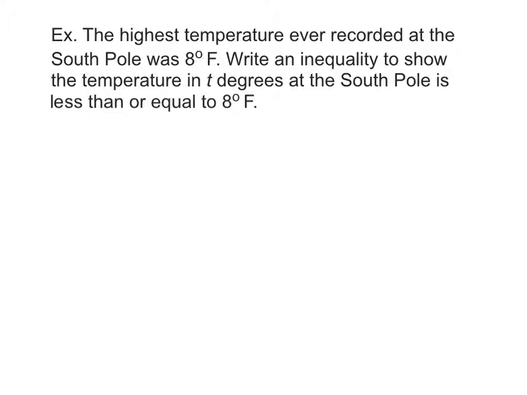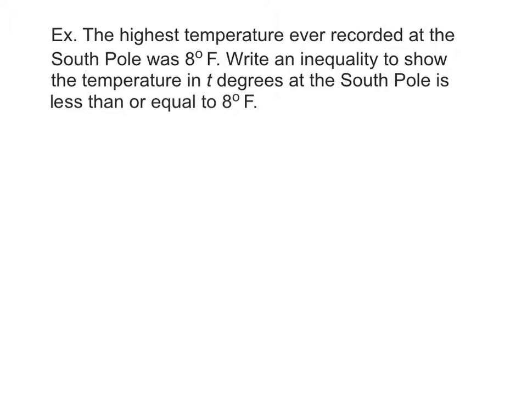So here's an example. The highest temperature ever recorded at the South Pole was 8 degrees Fahrenheit. That's the highest temperature. I want you to think about that for a second. 8 degrees is really, really cold. And that's the highest. That's the warmest it's ever been. So you're going to write an inequality to show the temperature in T degrees at the South Pole is less than or equal to 8 degrees Fahrenheit. Meaning you're going to show a rule for how to find the temperature at the South Pole.